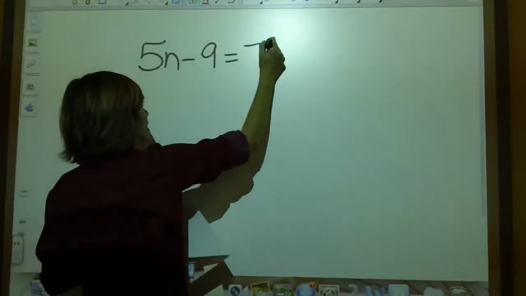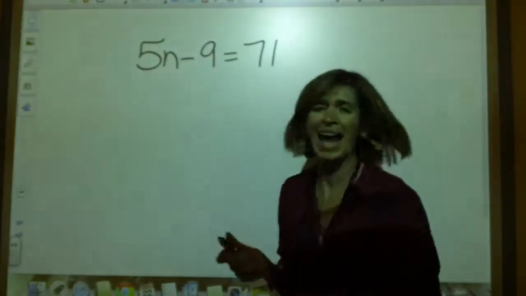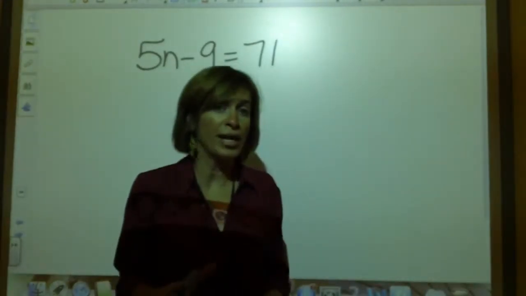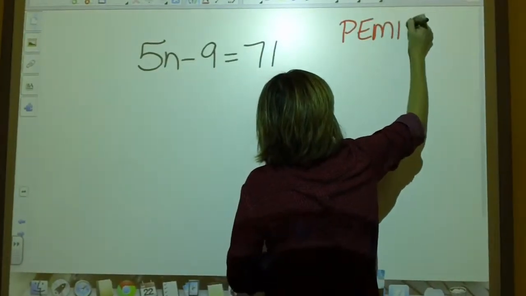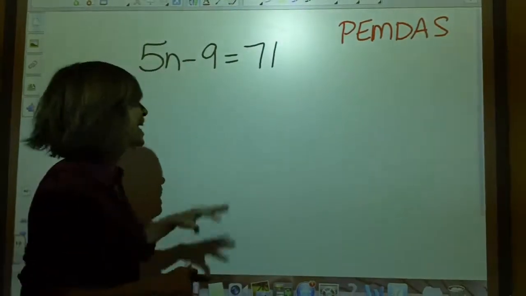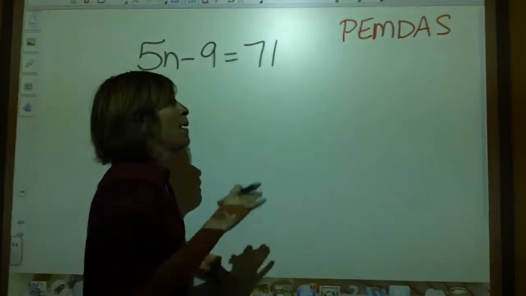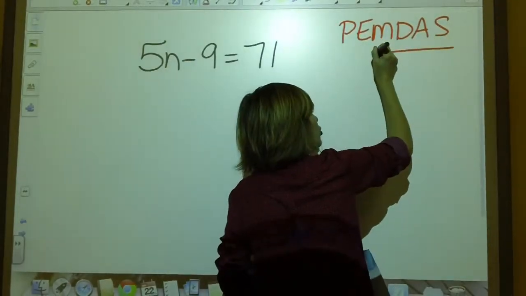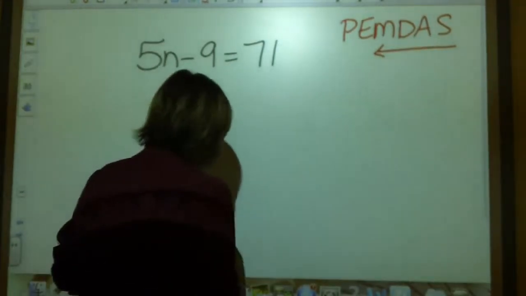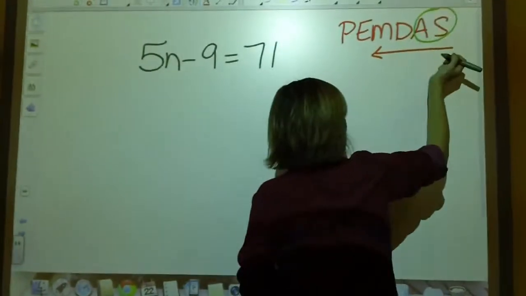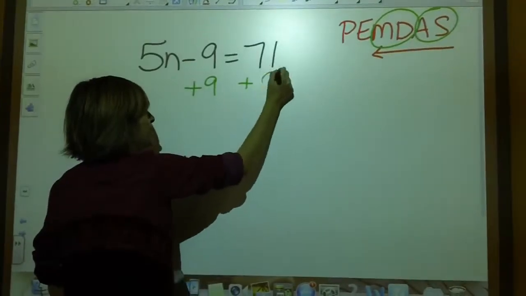5n minus 9 equals 71. This is where kids start to forget what to do. Do I divide by 5 or do I add 9 first? When solving an equation in one variable, as long as all the parentheses have been taken care of on each side first, you're always going to do backwards PEMDAS to solve. Backwards PEMDAS or GEMDAS. So what I mean is you have to do the addition and subtraction before the multiplication and division. So in this case I have to add 9 to both sides.